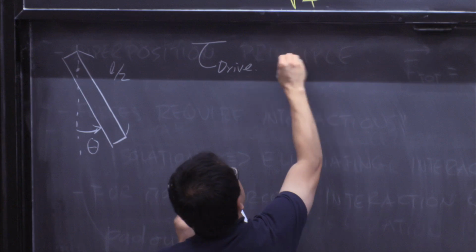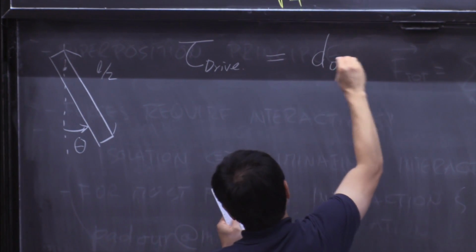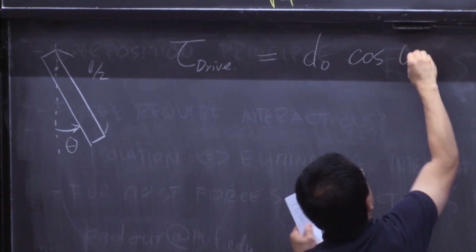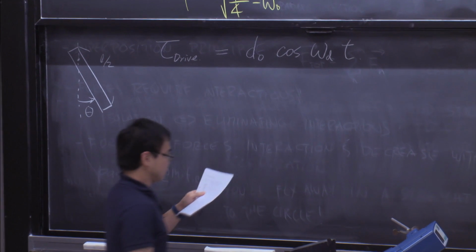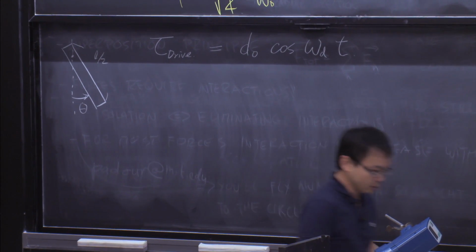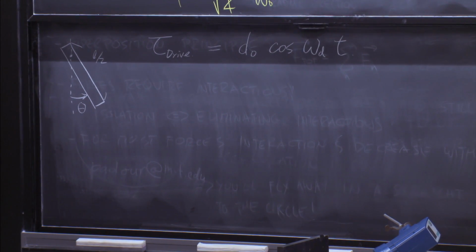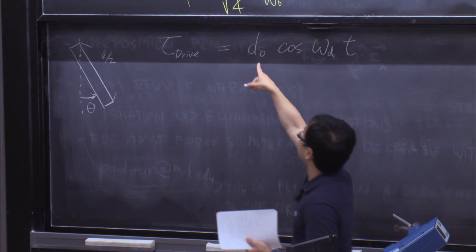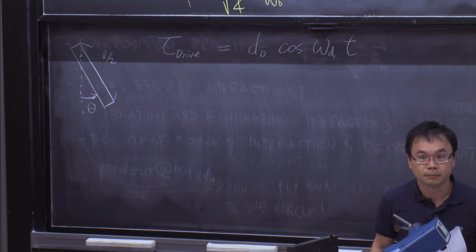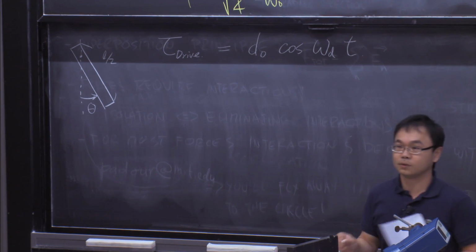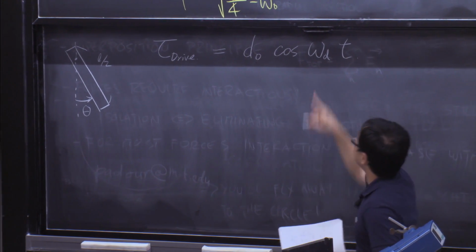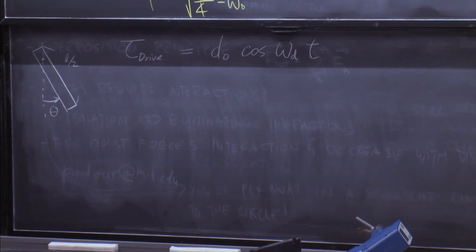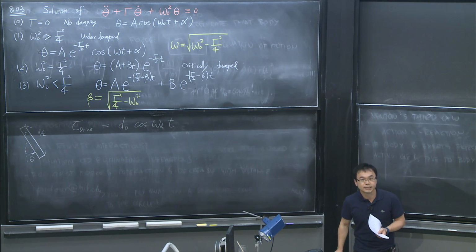Okay, this is equal to d0 cosine omega d t. So I am adding a driving force with a driving torque. The amplitude of the torque is d0, and it's also a harmonic oscillating force or torque. The angular frequency of this torque is omega d.